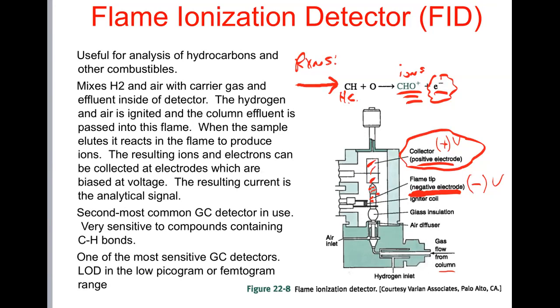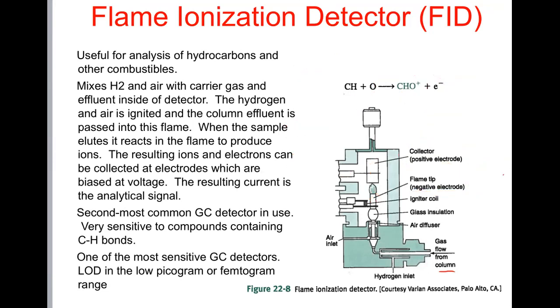The electrons collide with the positive electrode, the collector, and those electrons can basically flow through an external circuit out here, or we could place an ammeter to measure the electron flow, or the current produced by these electrons. If we can measure the flow of electrons through that circuit, we can link that back to the quantity of the hydrocarbon present. We have built ourselves a detector.